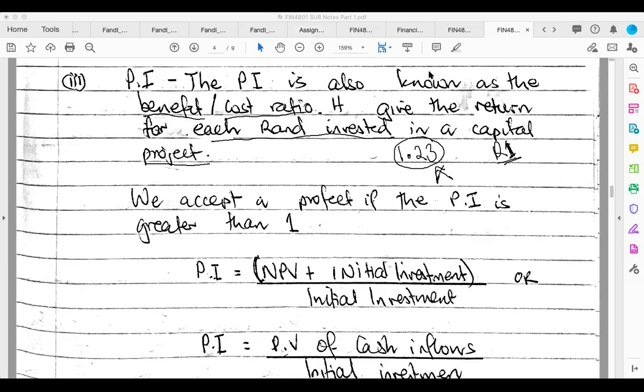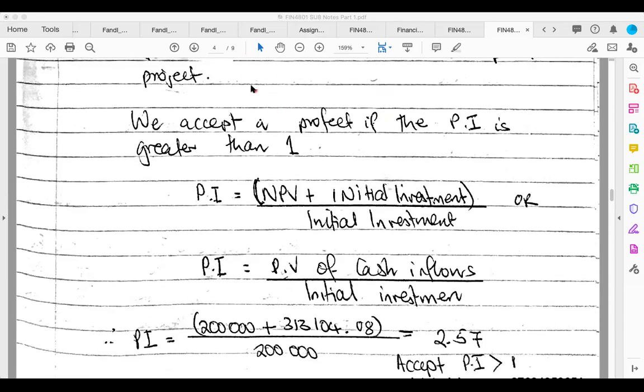With the profitability index, we accept a project if the profitability index is greater than 1, and we reject a project if the profitability index is less than 1. To calculate the profitability index, we take our NPV and add our initial investment and divide by the initial investment. So it's NPV plus initial investment over initial investment, or we can just take the sum of the present value of all our cash inflows divided by the initial investment.